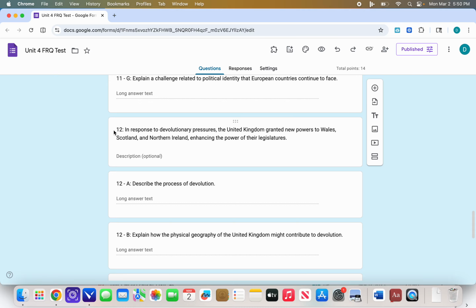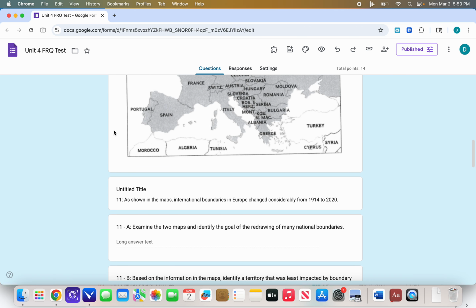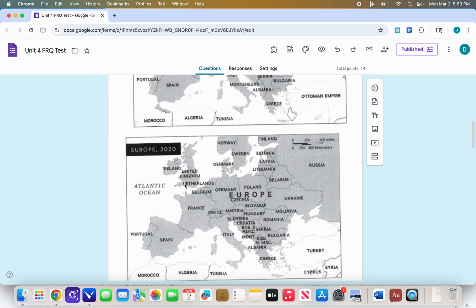So overall, 12 mentions that in response to devolutionary pressures, the United Kingdom granted new powers to Wales, Scotland, and Northern Ireland, enhancing the power of the legislature. Just a quick reference, since we do have the map available, here is the United Kingdom.